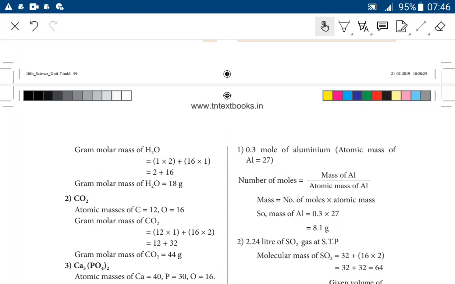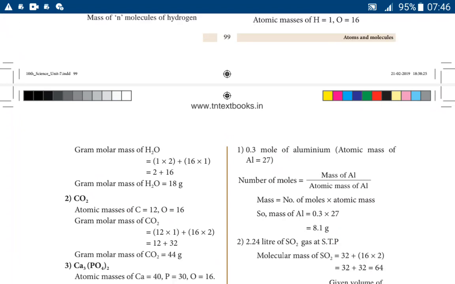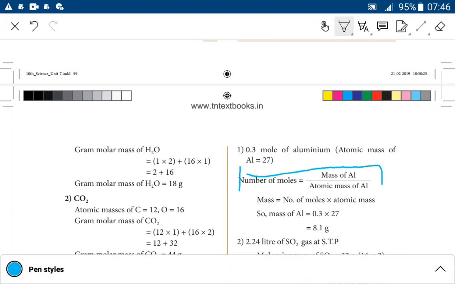Here this is the formula to calculate the number of moles. This formula we already learned, that is number of moles is equal to mass by atomic mass. This formula is going to be modified to find out the mass. Here number of mole is given. I have to find out the mass of the substance. So mass is equal to number of moles into atomic mass. In the given formula, a slight modification you have to do to bring out the mass.